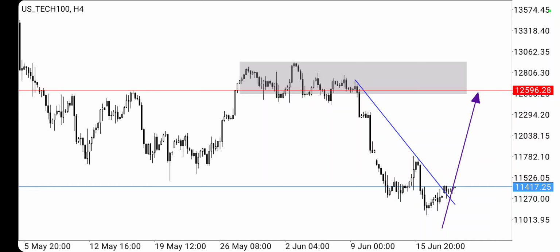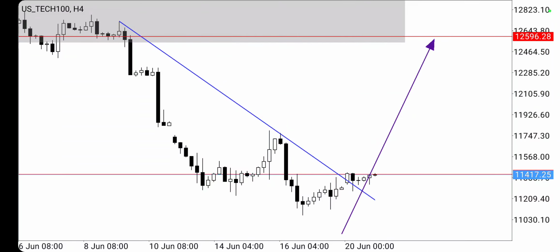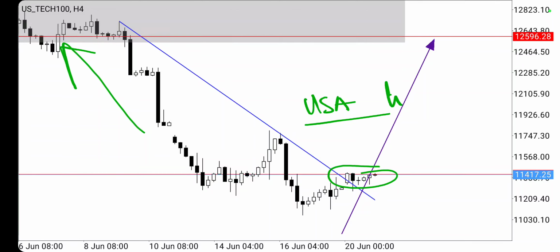Right, this is our Nasdaq, the same setup that we had yesterday. You can see that the whole day today nothing has been happening. We're just moving sideways, because this is Nasdaq, a US stock, and in the USA it's a holiday today, so that's why the market has been so stagnant.